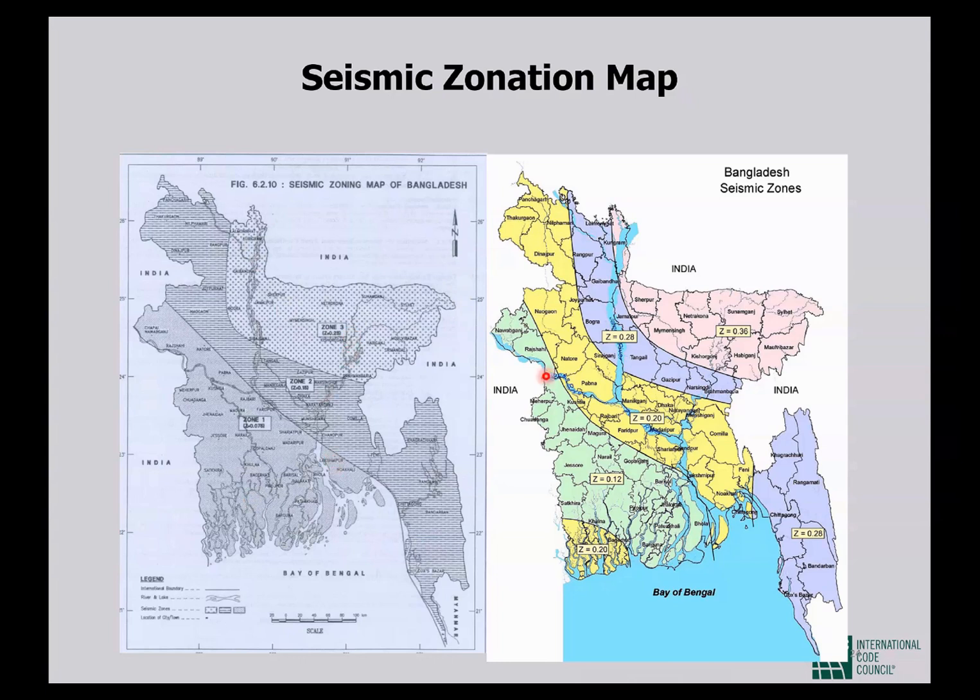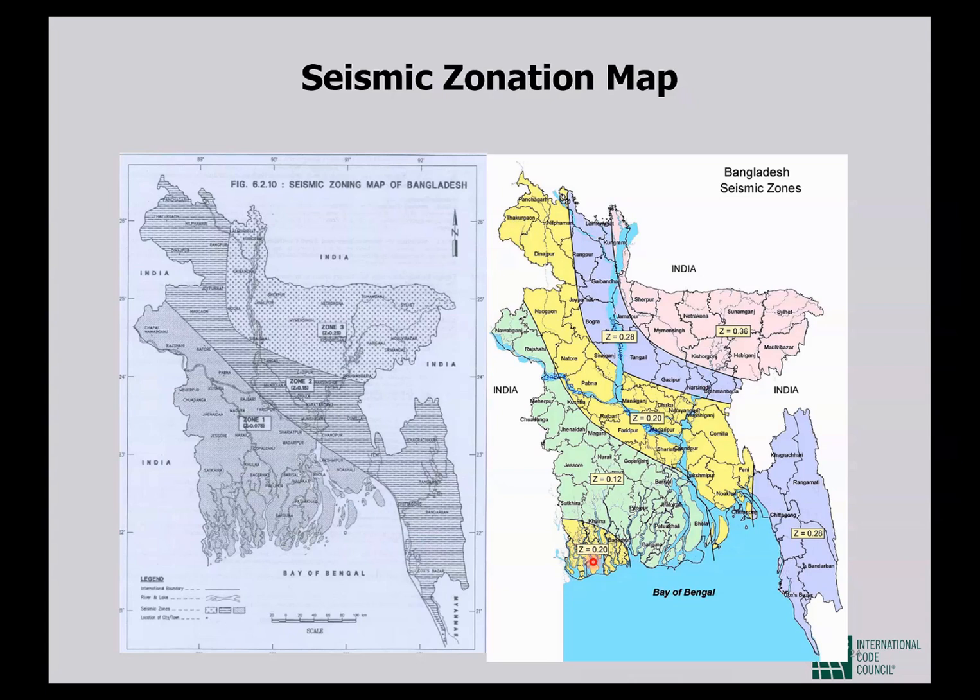This time it is changed. This time Bangladesh is divided into 4 seismic zones: Zone 1, Zone 2, Zone 3, and Zone 4. Zone 1 is this part, similar to Zone 1 of the previous version, but a small part of Zone 1 is, this time, Zone 2, the southern Satkhira, Khulna, and Bagerhat part. So Zone 2 is in two separate, disjoint areas.